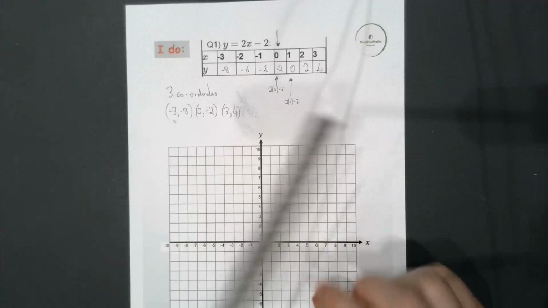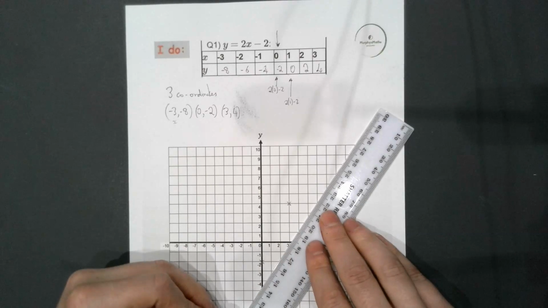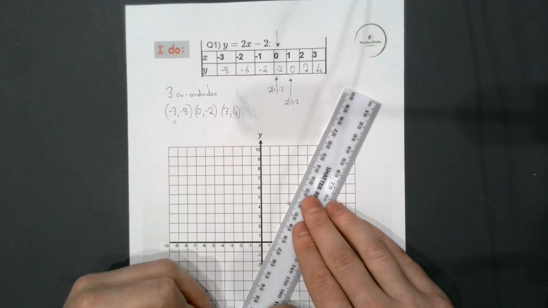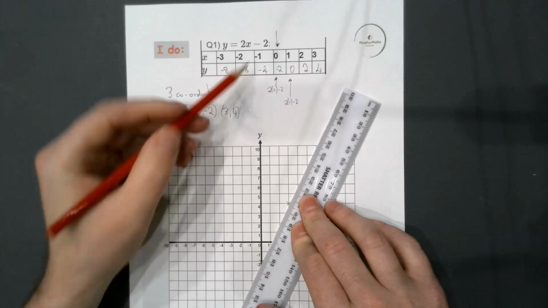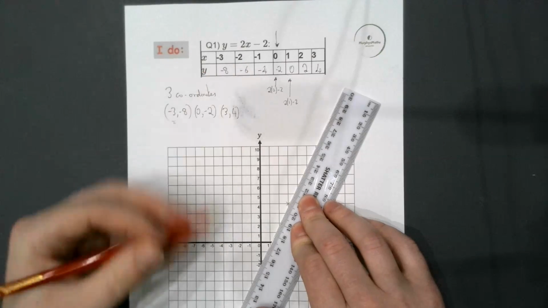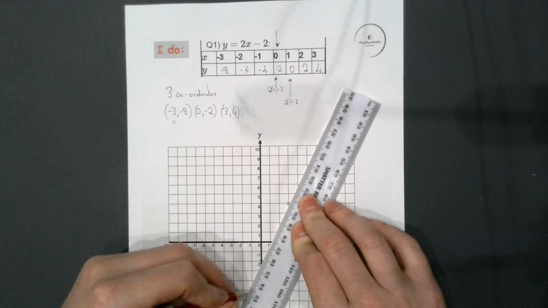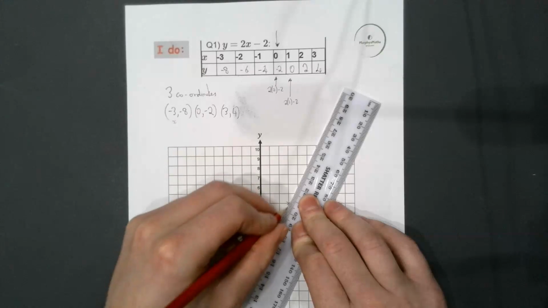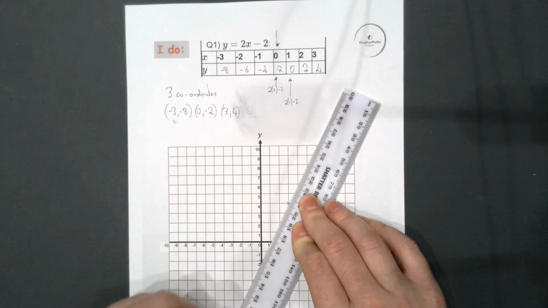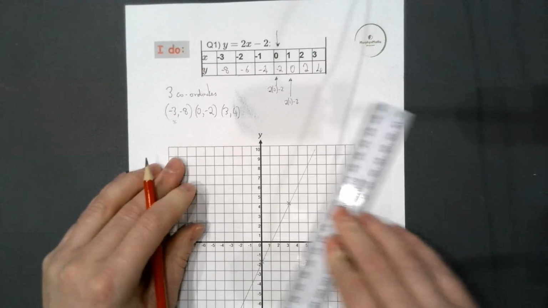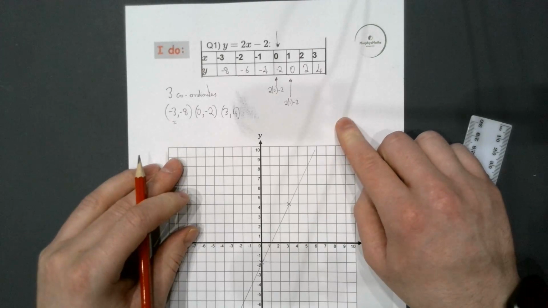Once I join them up now, it should make a straight line. If it doesn't make a straight line, then I've gone wrong somewhere. Either I'm plotting the coordinates or above here when I was doing my substitution. But this is a straight line. And what you also need to do is not stop there. Continue it on as much as you can. That line goes on and on to negative and positive infinity.